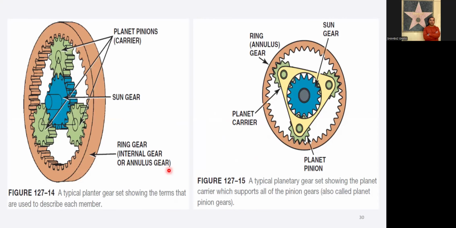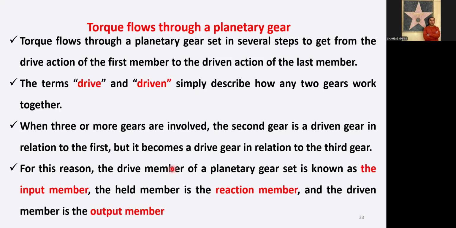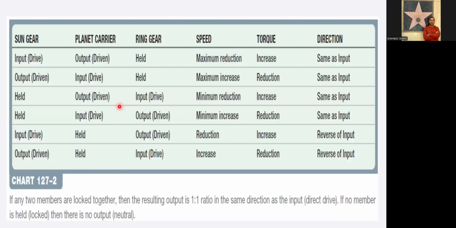Then we studied the different combinations and the different figures, and how the torque flows through the planetary gear sets. And this was the basic chart in which we have studied the different combinations.